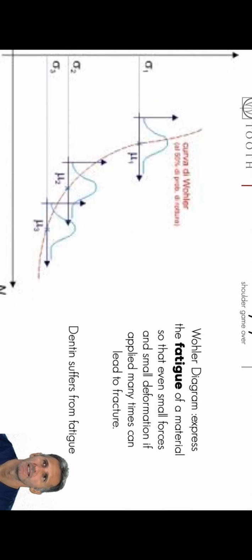Okay, this is the Wöhler diagram. The Wöhler diagram is very interesting for understanding fatigue. It expresses the fatigue of a material, because with fatigue, even small forces and small deformation, if applied many times, can lead to fracture. So it's not enough to stiffen the complex, but we have to stiffen the complex so that fatigue cannot arise over time. This is the reason why we have to be very careful when we drill our teeth for doing a crown.